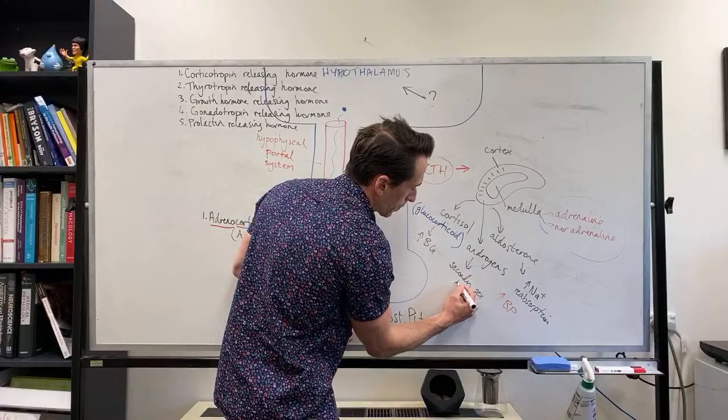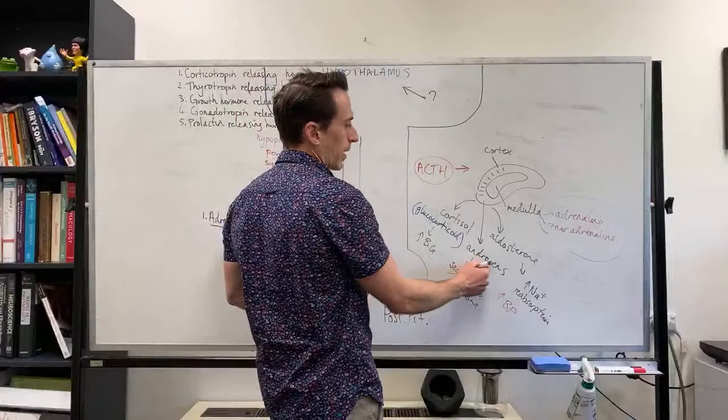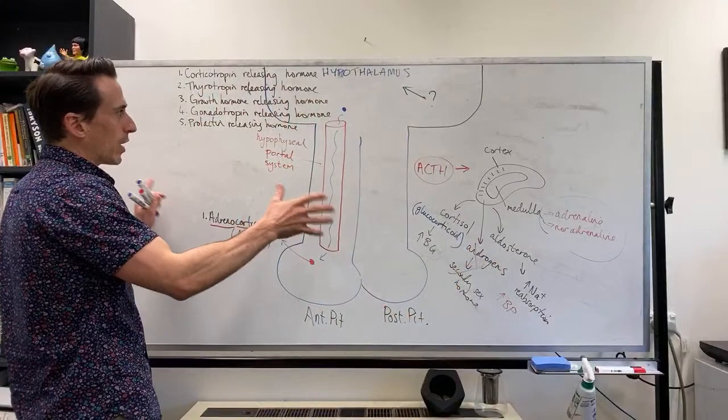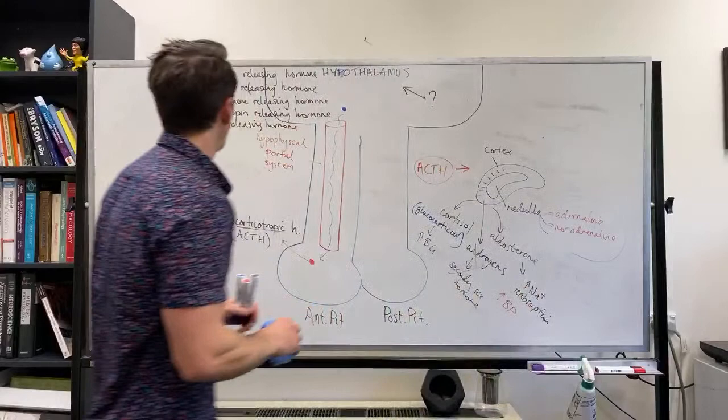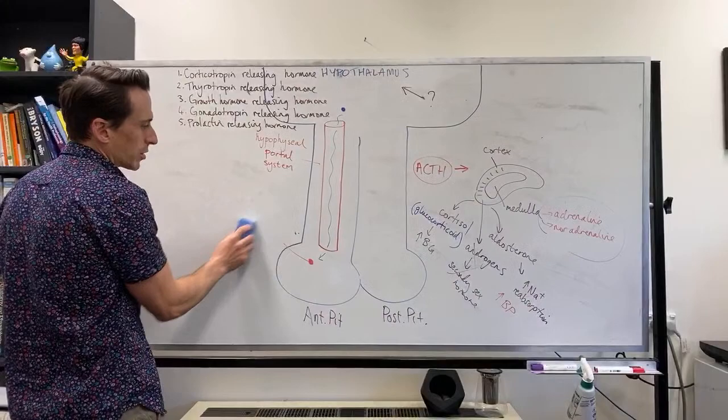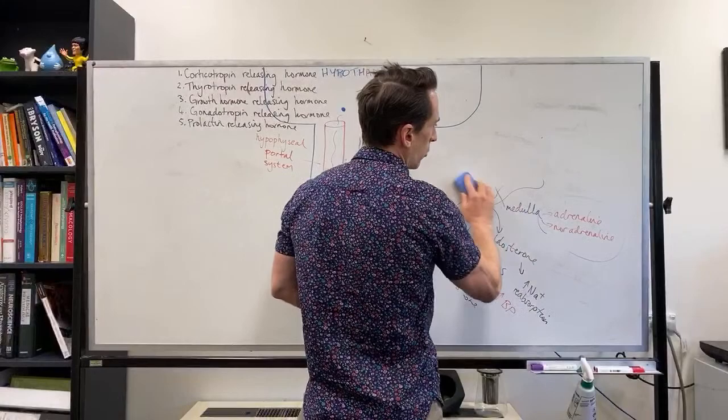And doesn't really relate to what we're talking about this trimester. Next trimester, it will. All right, I think we're done with the first one, corticotropin-releasing hormone. Let's move on to the next one, which is thyrotropin-releasing hormone. Any questions at the moment? If you have any questions, let me know. Hopefully, I'm going through this in a way that's understandable for you.